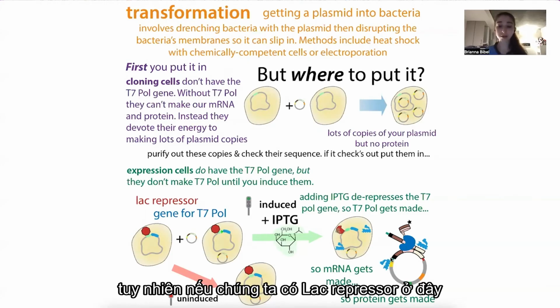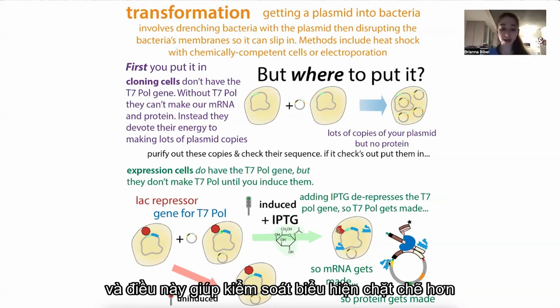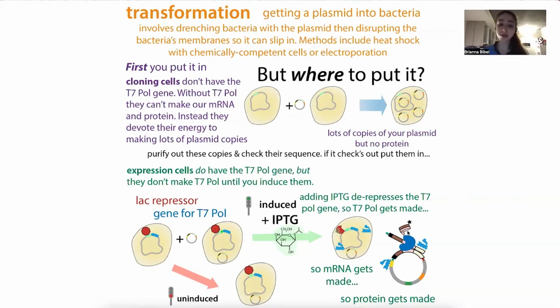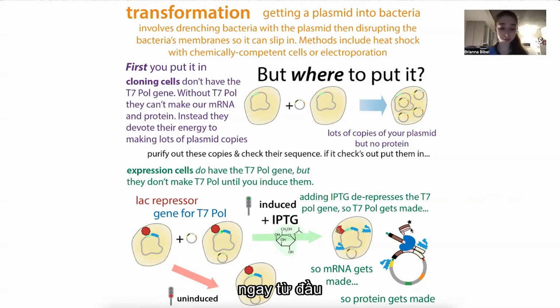If we do have a lac repressor here, however, now both of those have to fall off, and so it's harder to get your protein made, and this is going to give you a tighter control over expression. This can be important if your gene, say, is toxic to the cells. You want to make sure that you're not making even low levels of it to begin with.